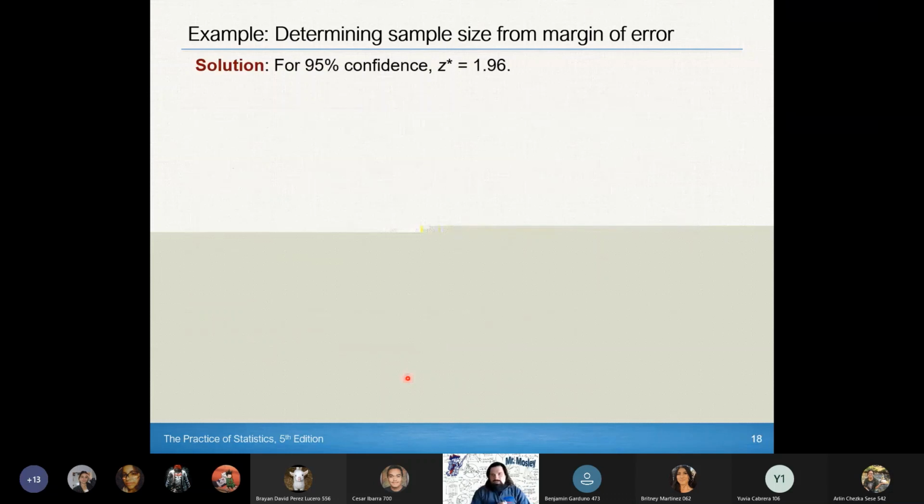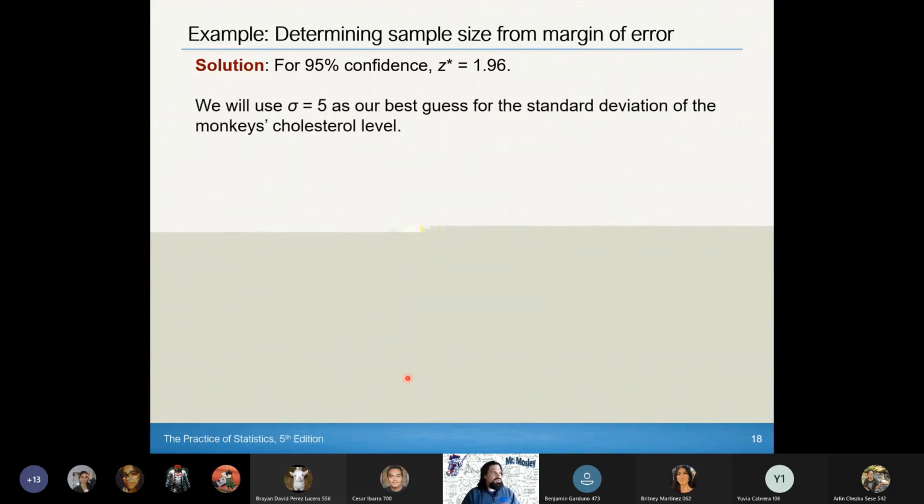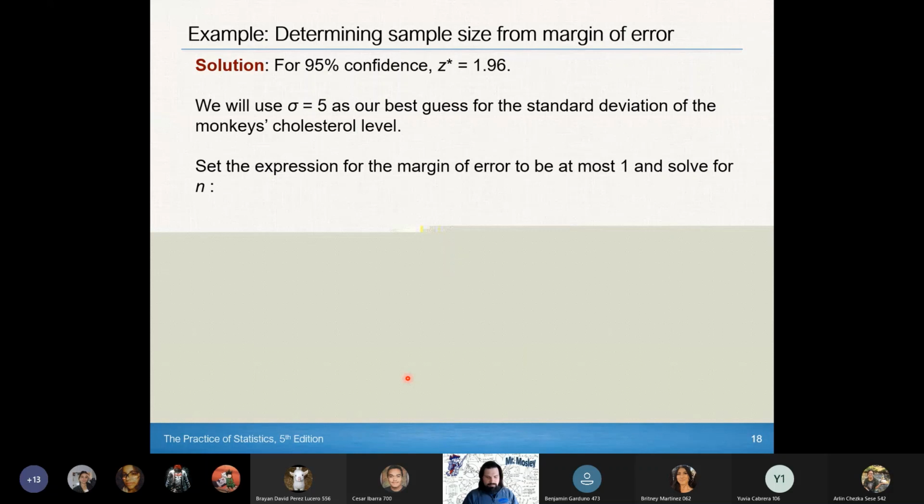So we're at a 95% confidence level. That translates to a z star of 1.96 using table A. We're going to use sigma equaling 5 as our best guess for the standard deviation of the monkeys' cholesterol level. We're going to set the expression for the margin of error to be at most 1 and solve for n. That looks like this. We get 1.96 times 5 divided by the square root of n is less than or equal to 1. We multiply each side by square root of n and divide each side by 1. And we get 1.96 times 5 divided by 1 is less than or equal to square root of n. We square both sides. We get 96.04 is less than or equal to n.